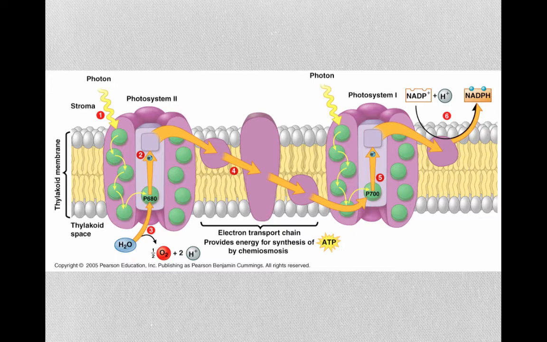Photosystem 2 also produces ATP when a proton gradient is created from its electron transport chain. This ATP production is called non-cyclic photophosphorylation to distinguish it from the cyclic type. But now, how is P680 oxidized? How does it get back its electron? The electron comes from water.